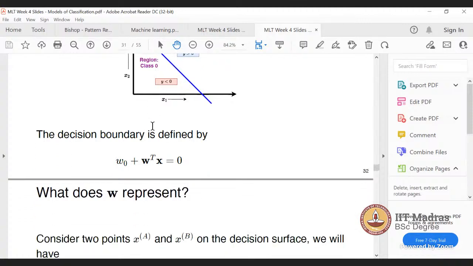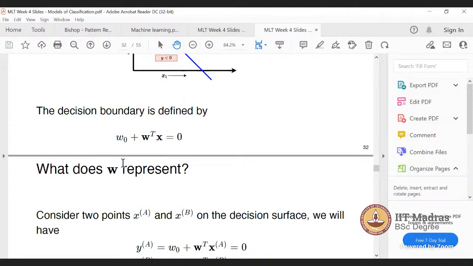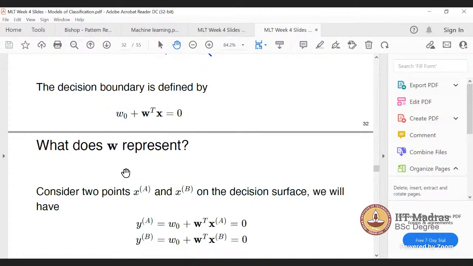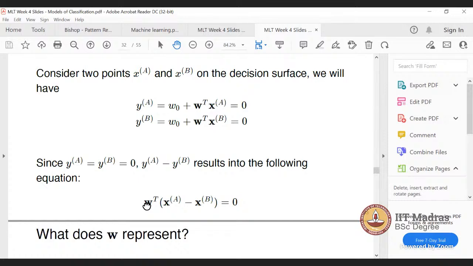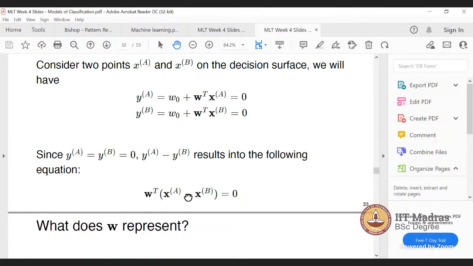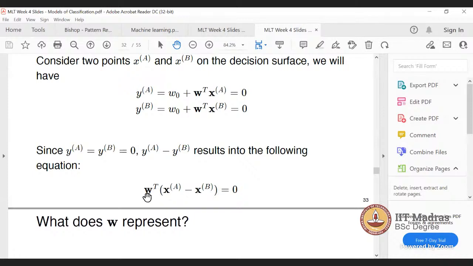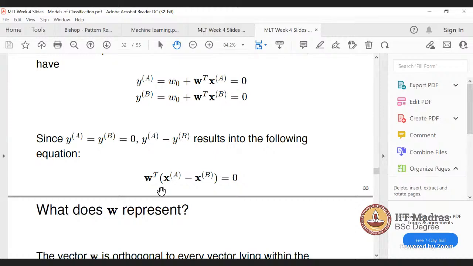The main thing here is what these w and w0 represent in our discriminant function. For that we derived this: we took 2 points on the decision surface and subtracted them. If you look at this expression, w transpose times (xA minus xB) equals 0. So it says that w is orthogonal to the vector xA minus xB. And remember, xA minus xB is a vector lying inside the decision surface, because xA and xB were chosen on the decision surface itself. So it means that the w vector is orthogonal to the hyperplane that we are going to learn. So w gives you the orientation of that hyperplane.